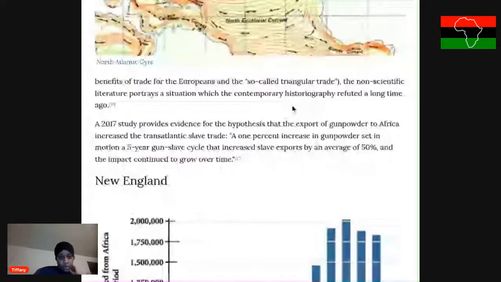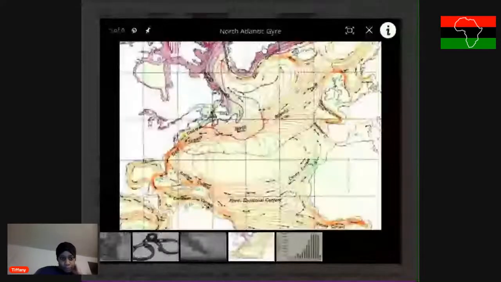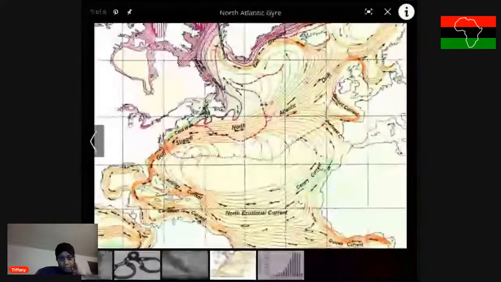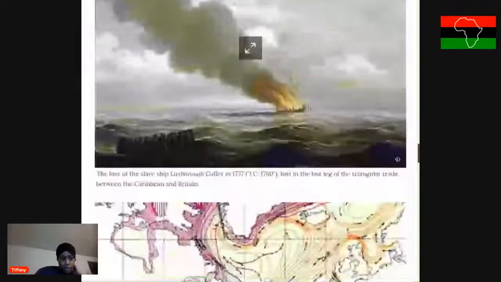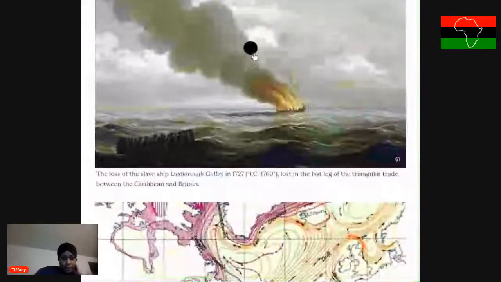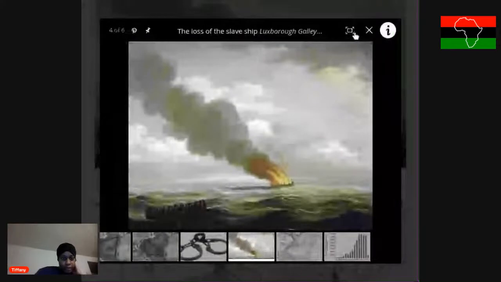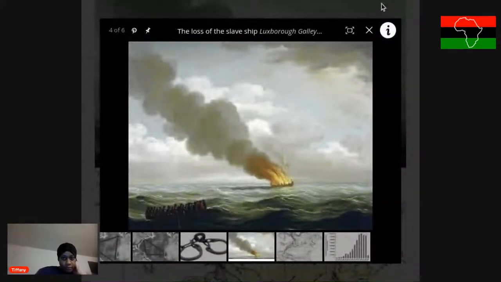All right. So before I continue, I want to show you guys the map here. So, okay, here's the map. And this is the loss of the slave ship. As you can see, that slave ship was caught on fire.